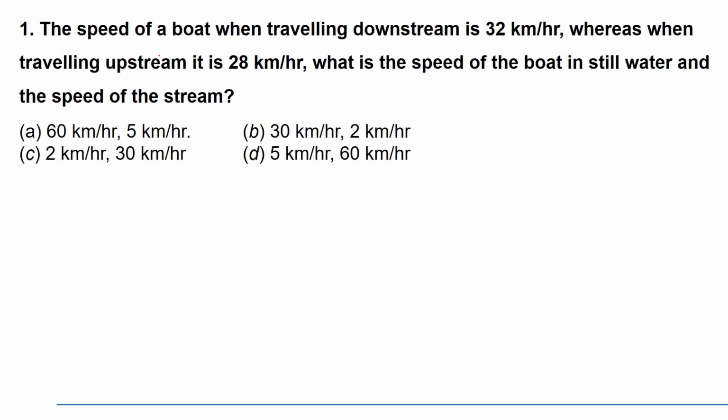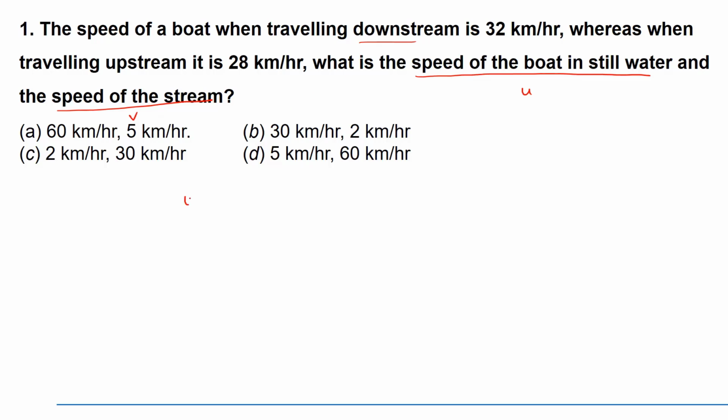First question. The speed of a boat when traveling downstream is 32 km per hour, whereas when traveling upstream it is 28 km per hour. What is the speed of the boat in still water and speed of the stream? Speed of the boat in still water is nothing but u and speed of the stream is v. They are saying the speed of the boat when traveling downstream.